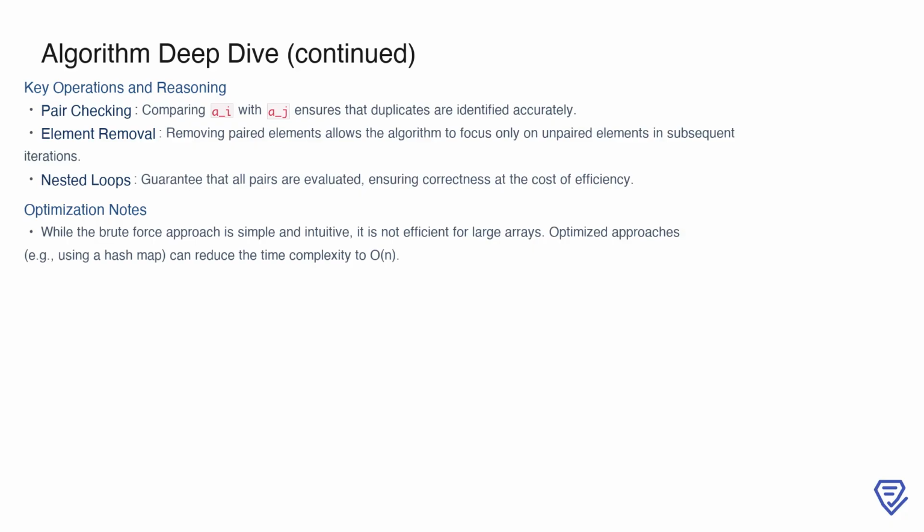Since this brute force method is not optimal for large arrays, it's worth considering potential optimizations. For example, using a hash map to count the frequency of each element could significantly reduce the time complexity to O(n).